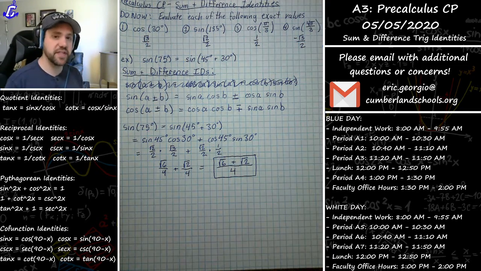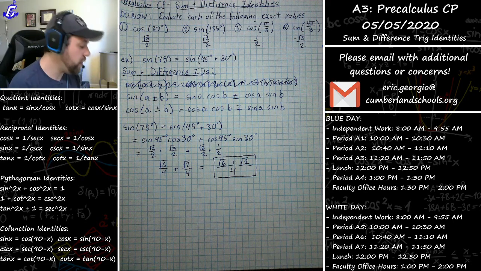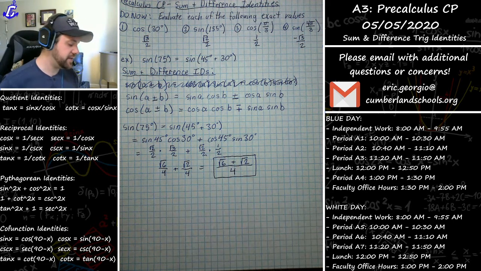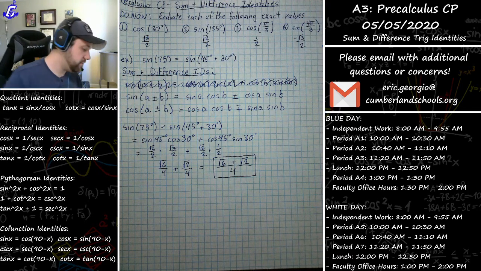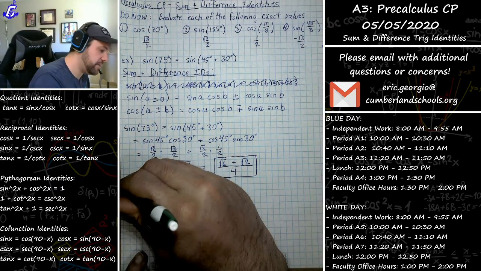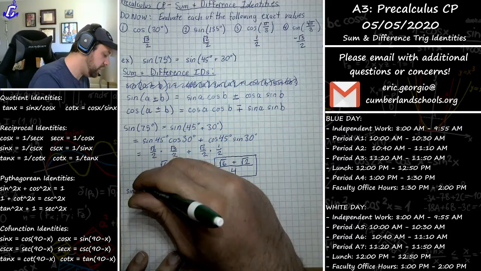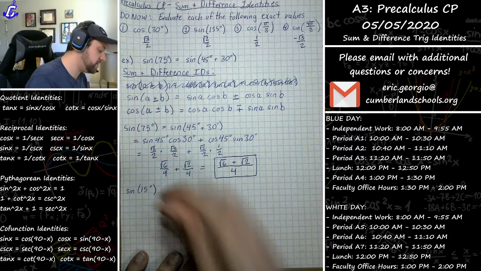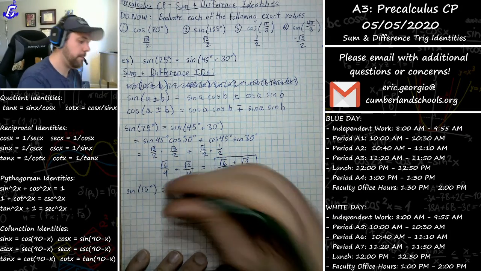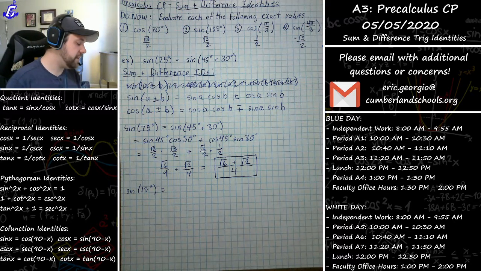So just because it's not one of our special unit circle values doesn't mean that we can't work with it. We can work with it by using our sum and difference identity. Okay, let me show you another one just to make sure we're on the same page. How about something like the sine of 15 degrees? Then we'll do a couple cosine examples. Okay, sine of 15 degrees.